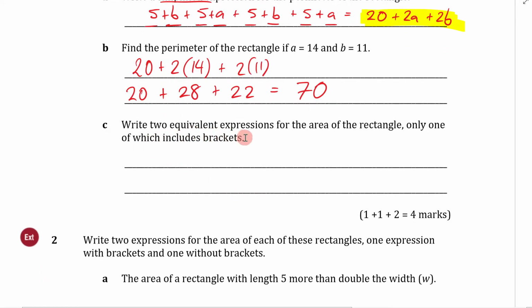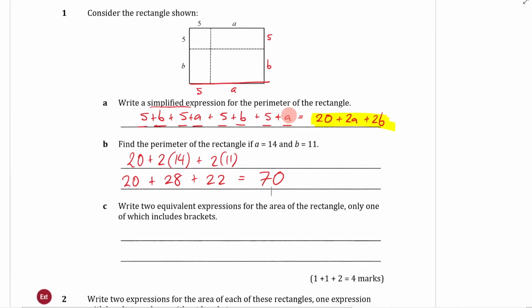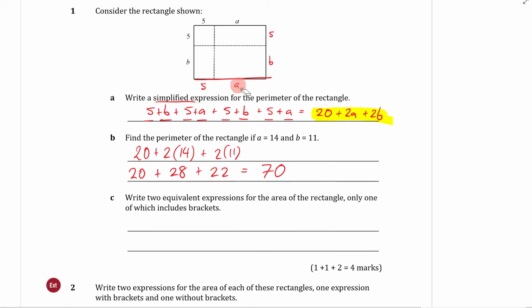Next, write 2 equivalent expressions for the area of the rectangle, only one of which includes brackets. So if you want to figure out the area of this thing, we need to write 2 expressions for it. One of them could be, all right, it's going to be this times this. I know that this here is 5 plus b, and I know that this here is 5 plus a. So if I simply multiply those together, 5 plus b multiplied by 5 plus a, that's my length, that's my width, that's going to be one of my answers.